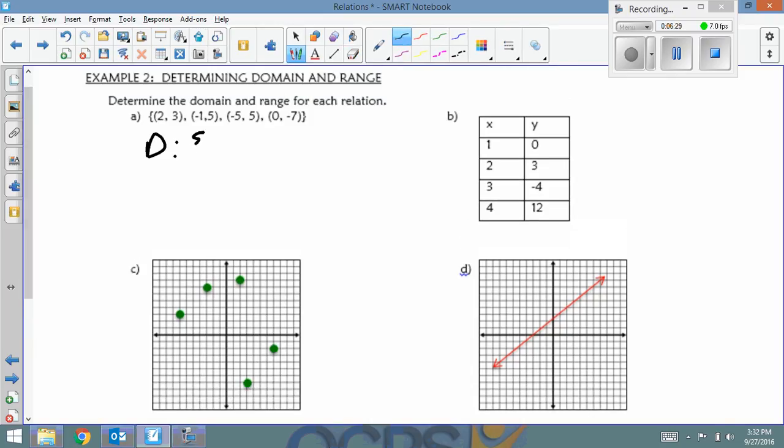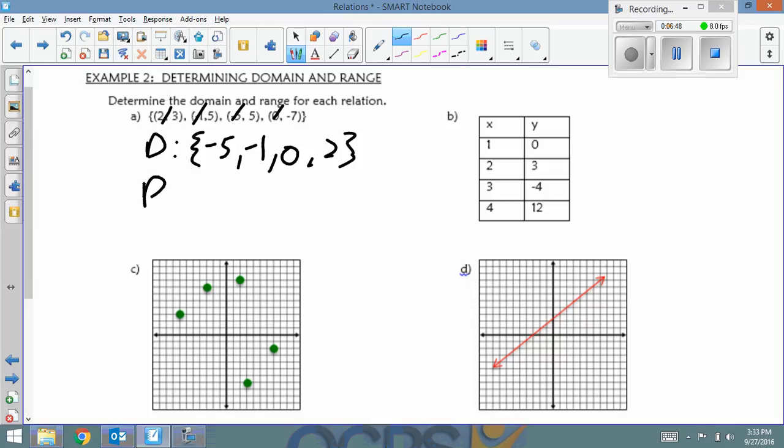Okay, so we look at our X's. What is our smallest X value? Right now it's negative 5, so that will be written first. What's the next smallest? That's negative 1. Okay, remember, looking at X's. What's the third smallest X value? That's 0. And then 2 gets written at the end.